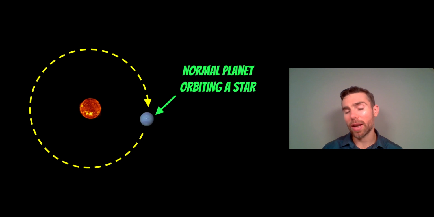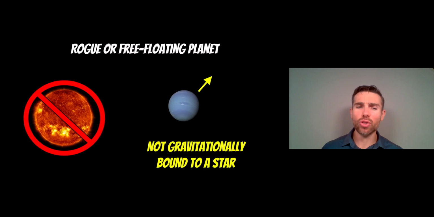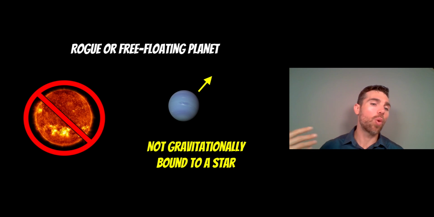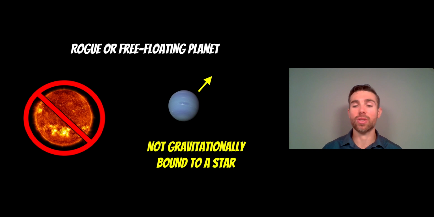But a rogue planet actually doesn't orbit a star. They're not gravitationally bound to any star, so they are sometimes known as free floating planets. So they're moving around in space without being attached to a star. They still get influenced by other things as a star would be moving around, but they're not in an orbit around a star. So this is the key criteria of a rogue planet.